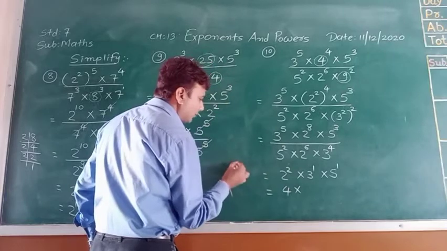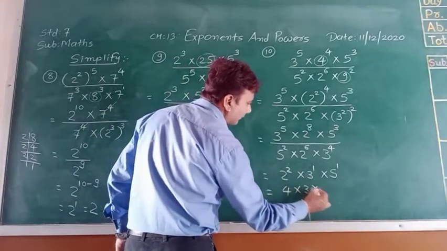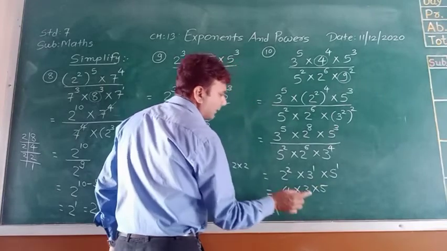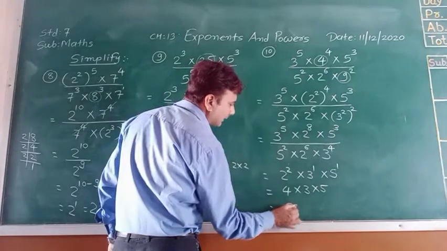2 squared is 2 multiplied by 2, which is 4. Now the division: 5 times 3 is 15, and 15 divided by 4 gives the result.